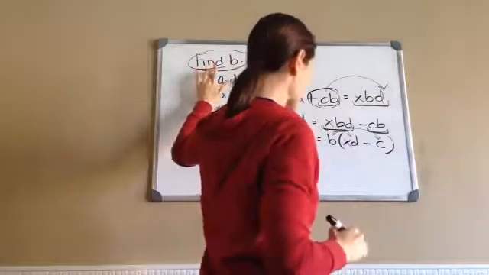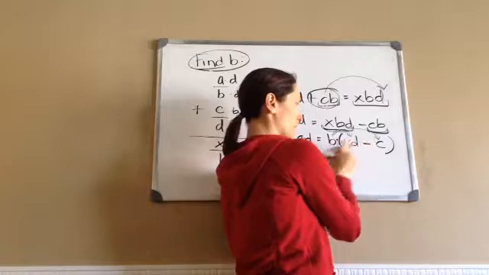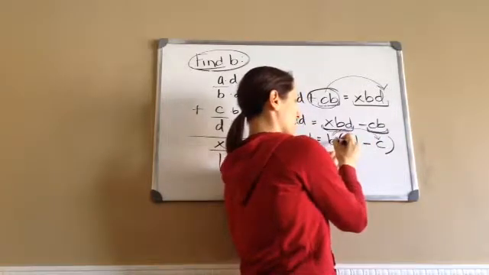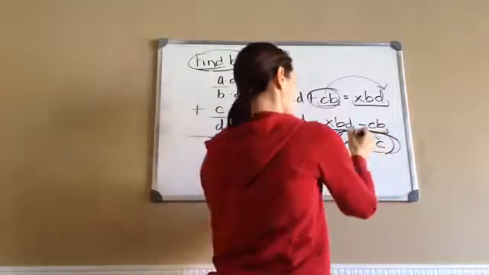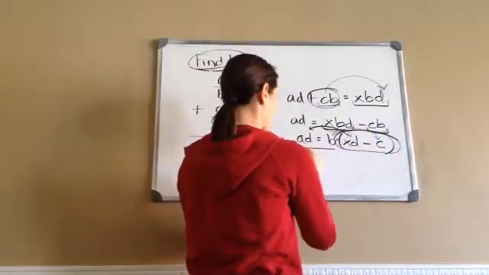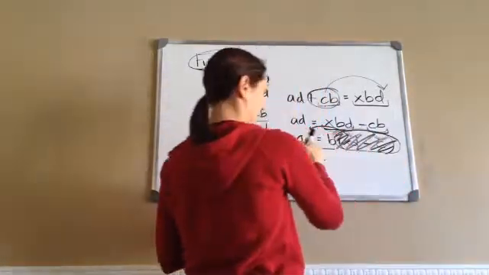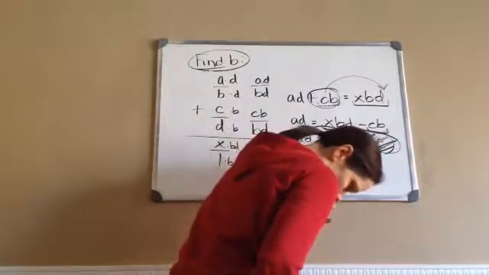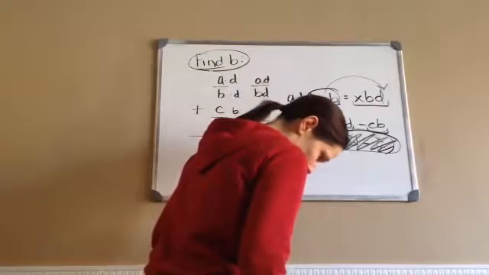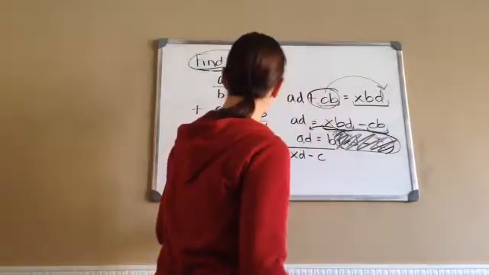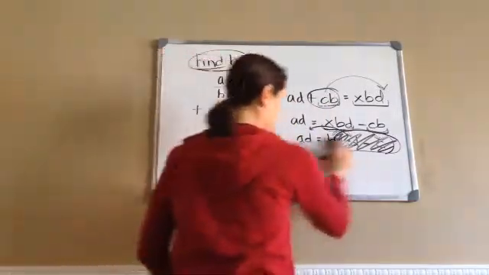Now, because we're finding b, this says b times. Remember, if it's next to parentheses, then that means multiply. So, since we're trying to get b by itself, we're going to take this times xd minus c, move it across the equal, and it becomes divided by xd minus c. So, b equals ad over xd minus c. Okay? And that is the answer for that one.